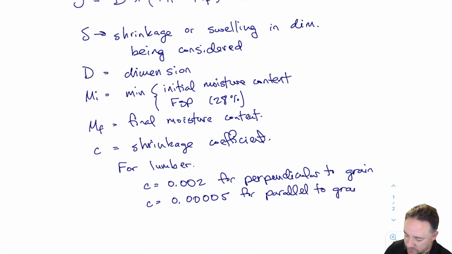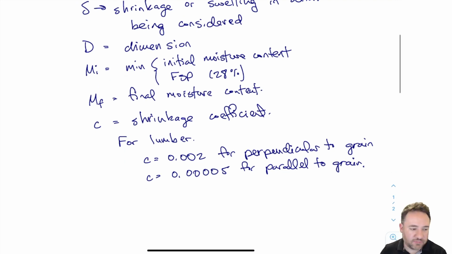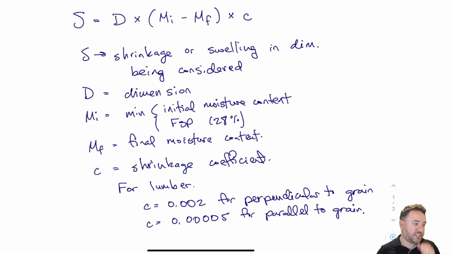The perpendicular to grain value here is basically my cross-sectional shrinkage, either width or height of the cross-section, because those are the perpendicular to grain directions. And parallel to grain here is the longitudinal direction of the piece of wood. So you can see about an order of magnitude difference between these two, to the degree that in a lot of cases you can probably ignore the parallel to grain shrinkage and just consider the perpendicular to grain shrinkage, unless you have really long members. And that's really all there is to it. So we just sub these things in.